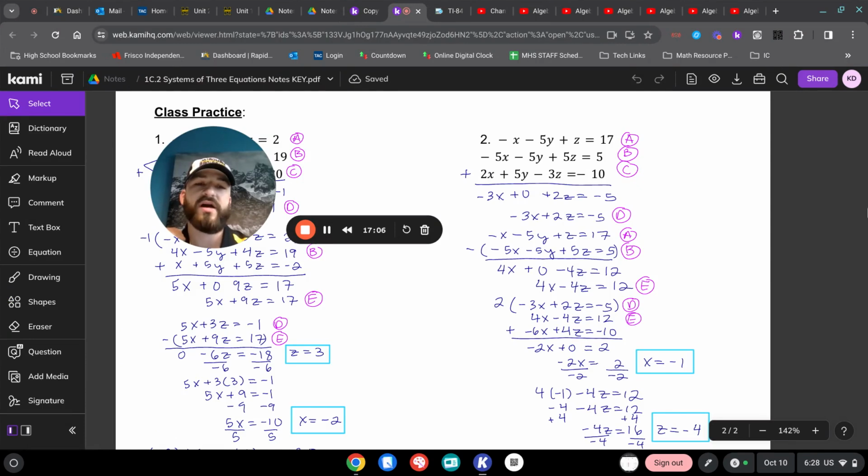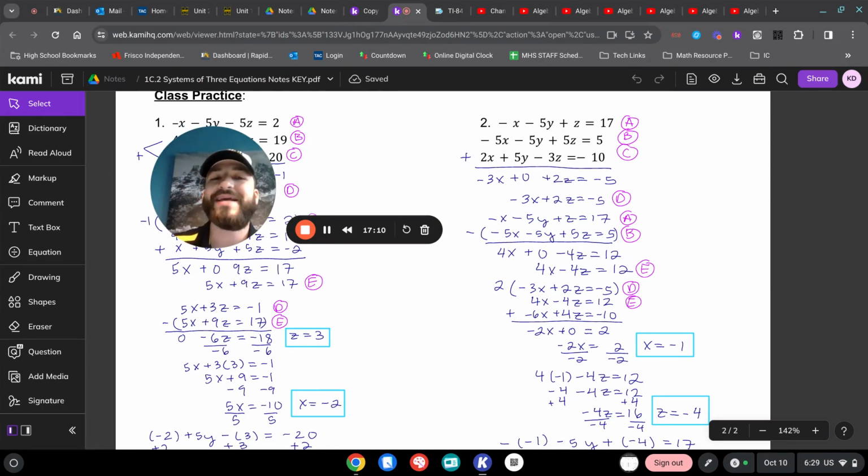All right, y'all, let's talk through number 2. Make sure we're all on the same page. So we got equation A, B, and C. I went ahead and added those equations B and C. It's going to get that negative 5y and positive 5y to cancel out. Leaves us with negative 3x plus 2z equals negative 5.